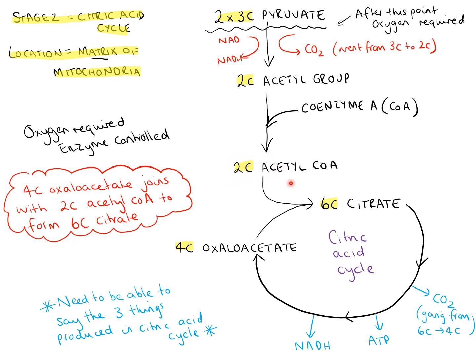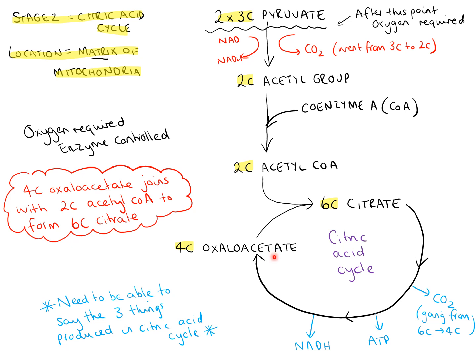So the 2-carbon acetyl coenzyme A is going to join with 4-carbon oxaloacetate. We've got a lot of long words here that we need to remember. And when that 2-carbon molecule joins with the 4-carbon molecule, we form a 6-carbon molecule, and that molecule is called citrate. And through this series of enzyme-controlled steps, we convert that back into oxaloacetate so we can continue to do the citric acid cycle.